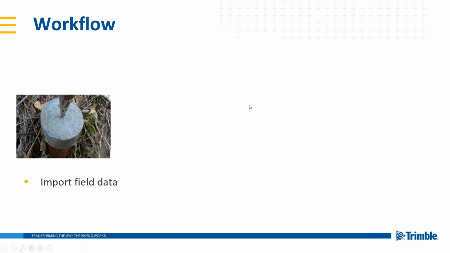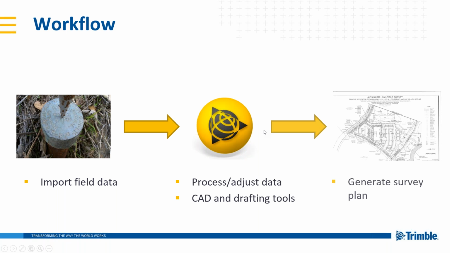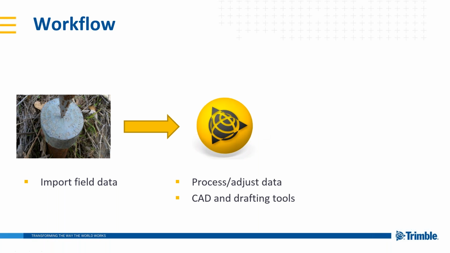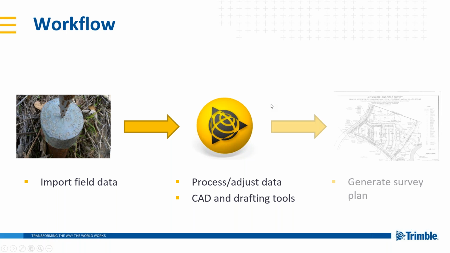So once you're done collecting the data in the field, you import it into TBC, where you can process and adjust it, as I mentioned before, using traverse or network adjustment, depending on the type of data you have, whether that's GNSS, total station. And then use the CAD, COGO, and drafting tools that are in TBC to whip up a survey plan for whatever purpose it may be, whether that's a property report or maybe a boundary retracement. And then finally generate that plan as a PDF or print it out as hard copy.